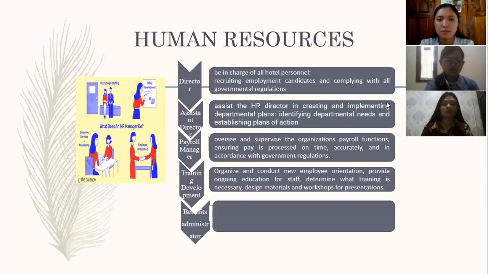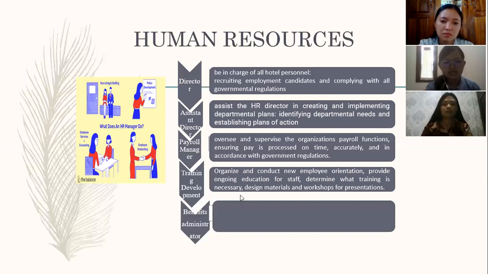So the training and development staff has a responsibility: they have to organize and conduct new employee orientation, and also provide ongoing education for the new staff, determine what training is necessary, and design the materials and workshops for the presentation.